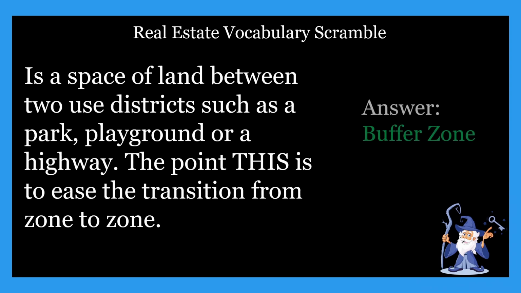And here's your answer. Buffer zone. That's right, buffer zone. So a buffer zone is a piece of land that separates one property from another, typically utilized between two distinct zoning uses, like an industrial or commercial district, or even a residential and agricultural district. An example would be like a park, playground, or highway.